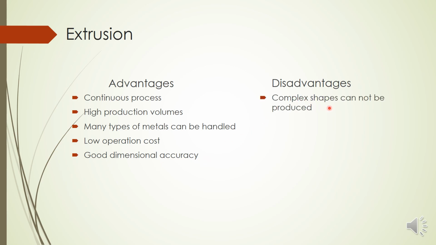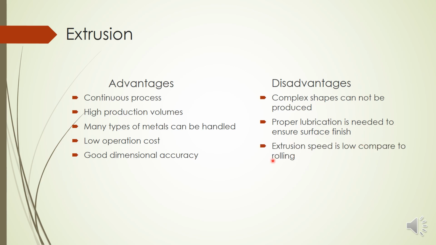But disadvantage, complex shapes cannot be produced. We can see only uniform cross-sectional shapes can be produced by extrusion. And another thing, proper lubrication is needed. So we have to continuously lubricate the billet as well as the die, etc., to get a good surface finish. And already in that video you can see that speed is very low. So compared to rolling, etc., the extrusion speed is low. We will study rolling in the coming slides, so you will be more clear about that. So that is another disadvantage.